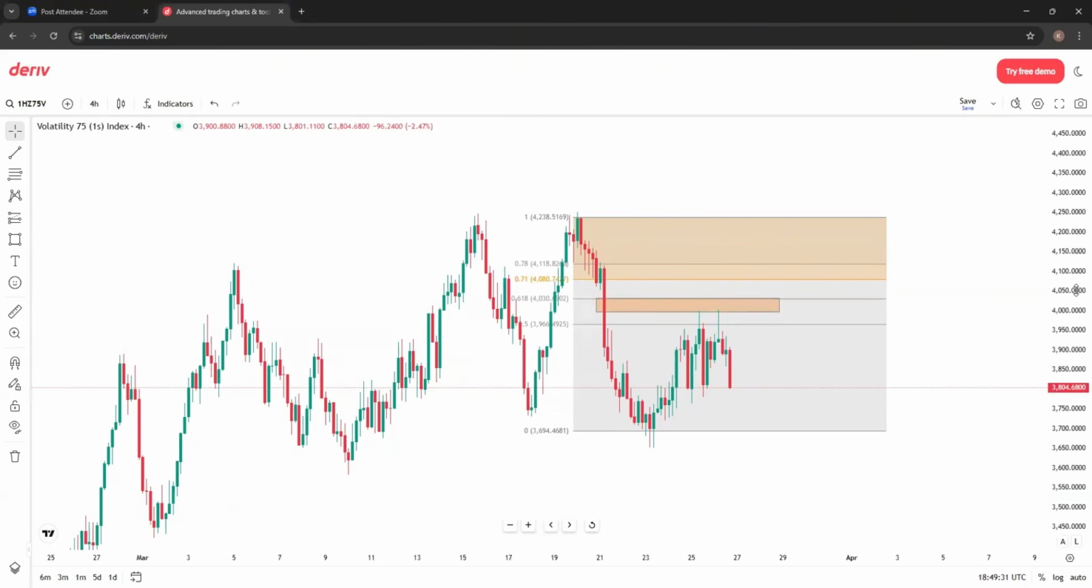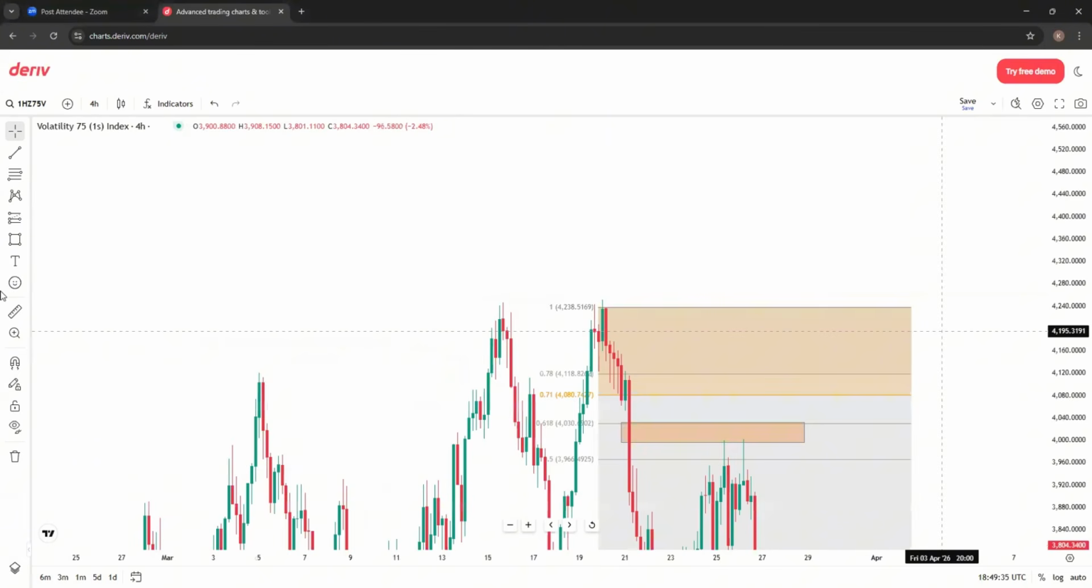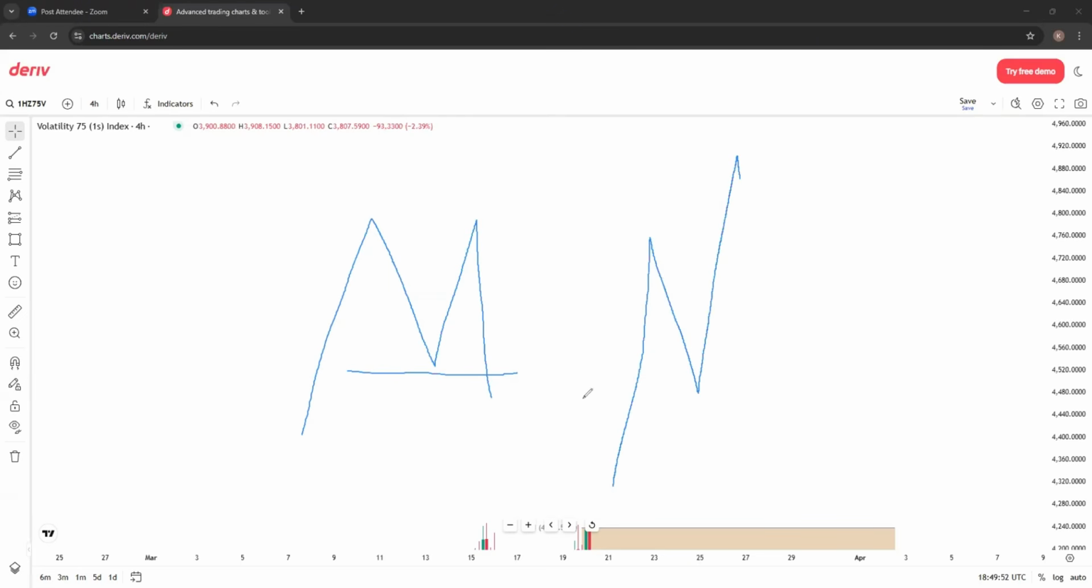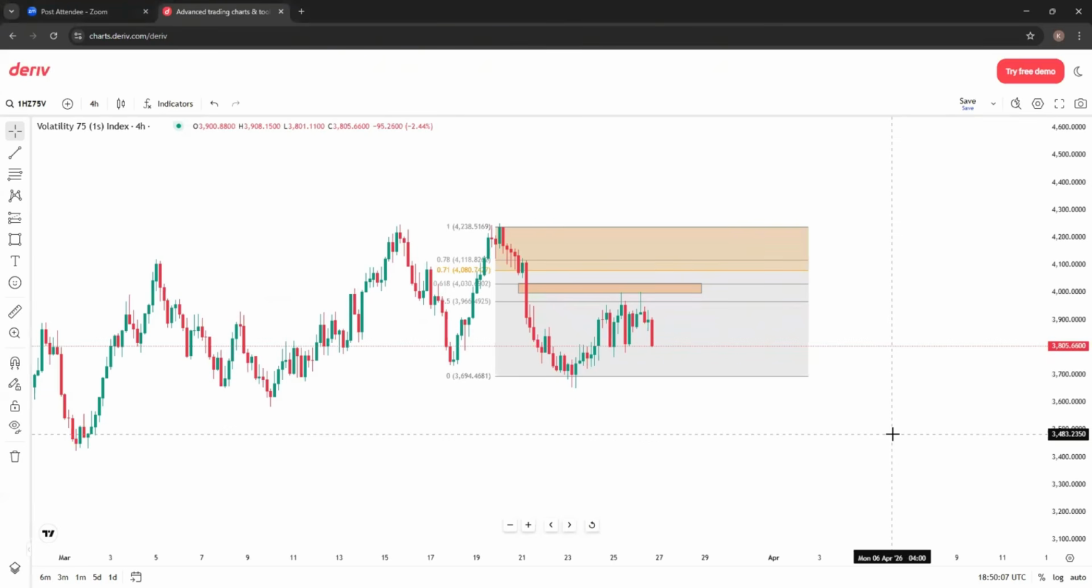All right, guys. Let me teach you something that I have taught you before. We can have a high that fails to break a high, and then we act like this. What is this? It's a change of character. And then we can have a high that breaks a high and then comes and breaks a low. What is this? A break of structure. So what is this over here? Change of character. This is a change of character.